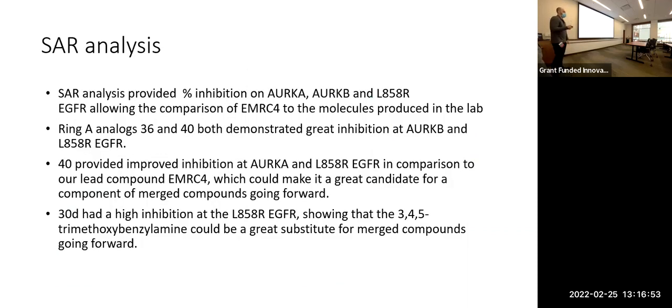And just an overview of the SAR analysis. The SAR analysis provided us a percent inhibition of Aurora kinase A, B, and the mutant EGFR in comparison to our lead molecule. Our Ring A analogs, 36 and 40, both demonstrated great inhibition of Aurora kinase B and the mutant EGFR. But our newer compound, 40, provided improved inhibition at Aurora kinase A. That was the fluorine substituted at the 3 position on Ring A. And then 30D, which was the 3,4,5-trimethoxybenzylamine, showed good inhibition at the mutant EGFR compared to our lead molecule.